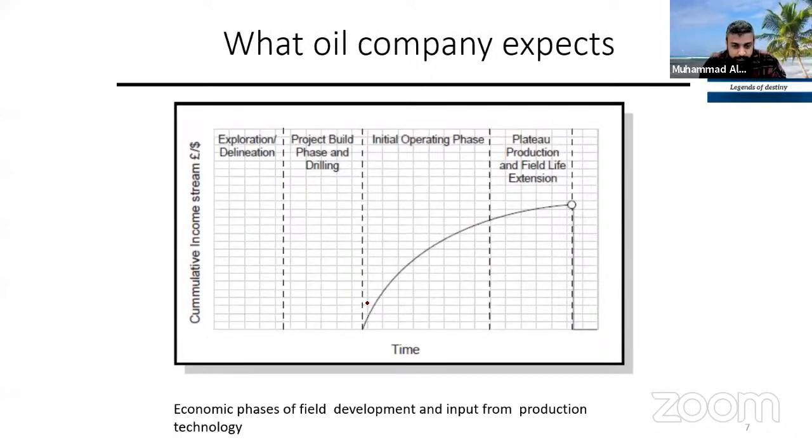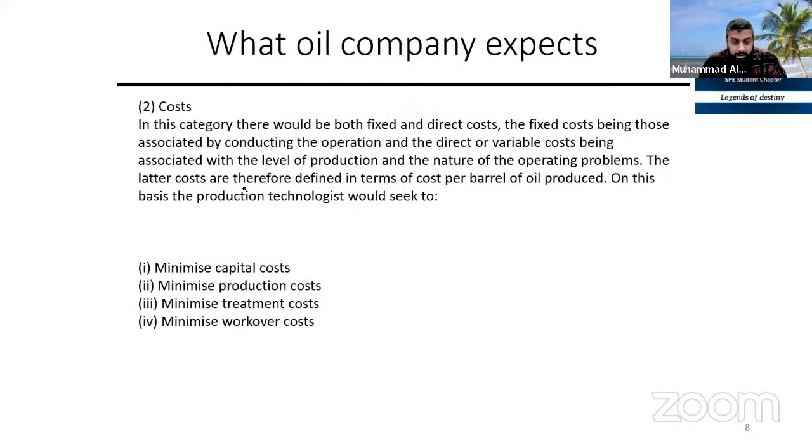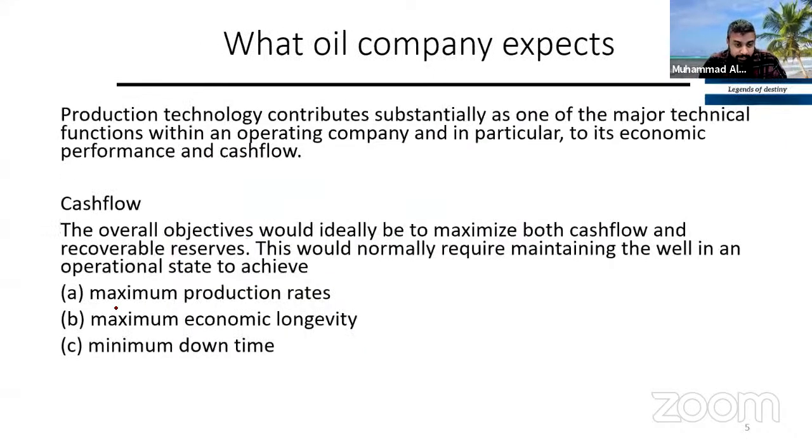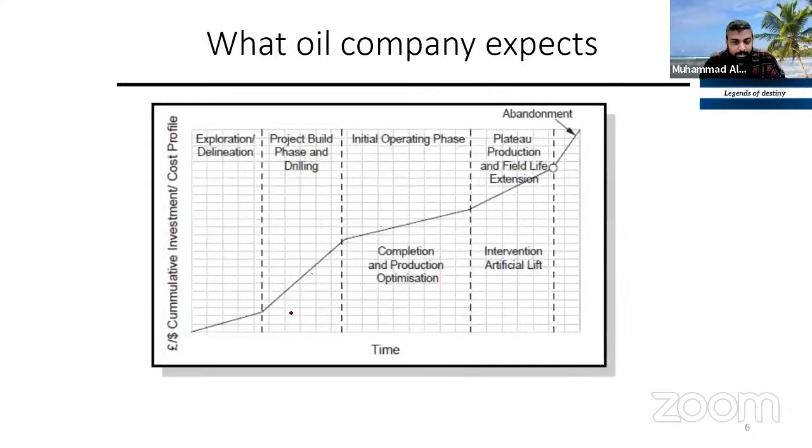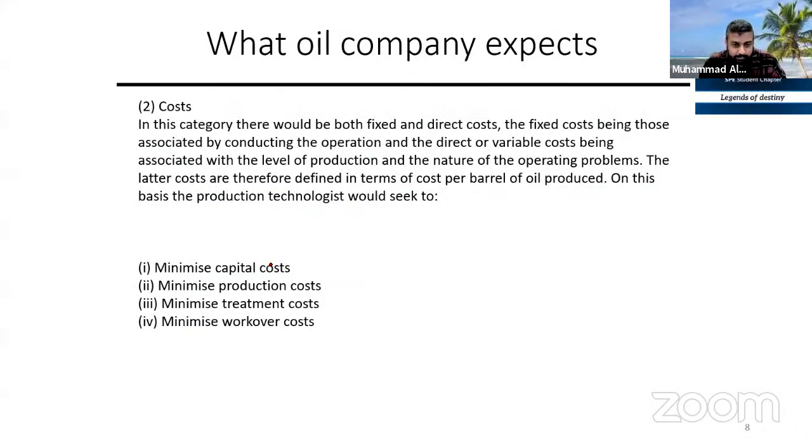So here you see the operating phase. The income basically starts in the second and third phase. In these 2 phases, there's no income, but we are just investing from our pockets or from loans, or whatever we are doing. But this is the initial operating cost that we are dealing with at the same time. This is the first expectation from the company: maximize production rate, maximize the life of the well, minimum downtime, do not shut the wells, keep them open. On the other side, when we look at the cost, they want to minimize the cost.